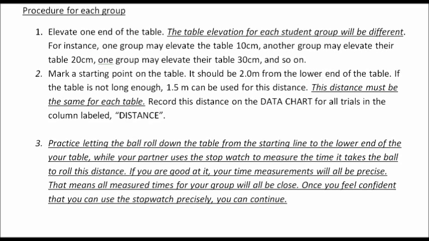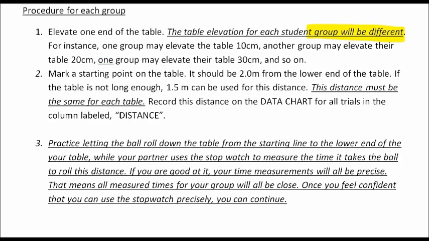And now our 10 imaginary students are at the point where they can write a procedure, a detailed step-by-step procedure for this experiment. And keep in mind all of the things that they have to look at. They have to look at independent variable and dependent variable and constants. So let's read down through it and see if they're paying attention to that. Step 1 says elevate one end of the table. The table elevation for each student will be different, and that is the independent variable, the different heights of the ends of the table.